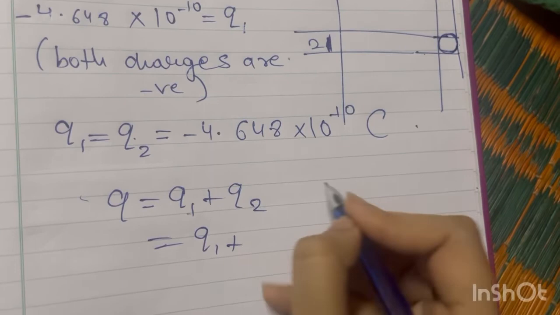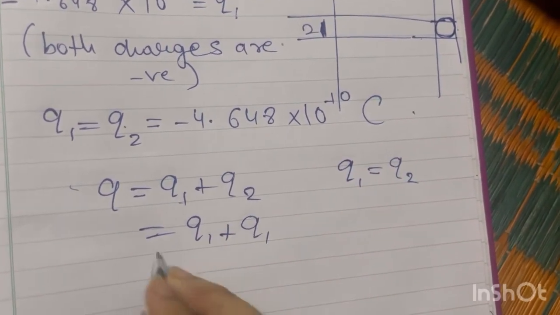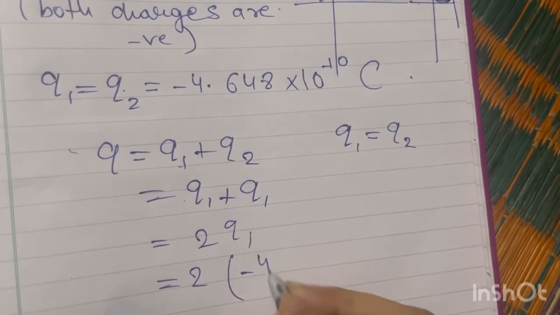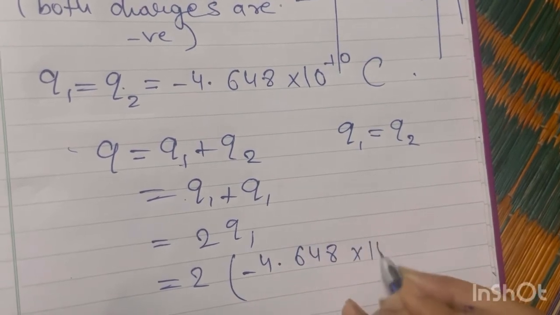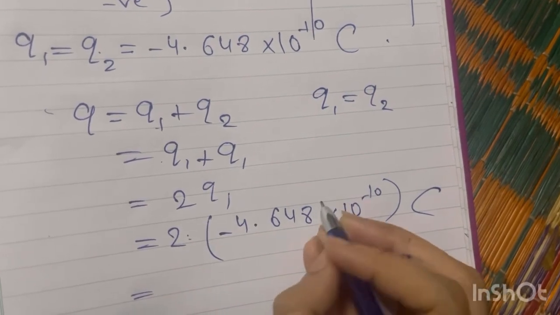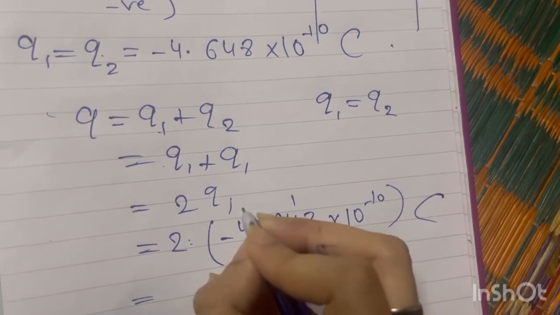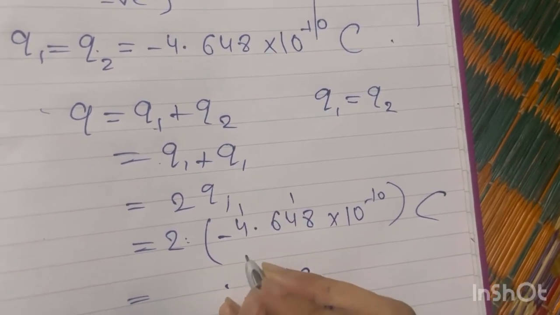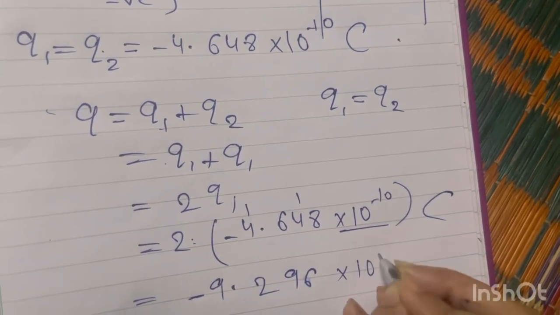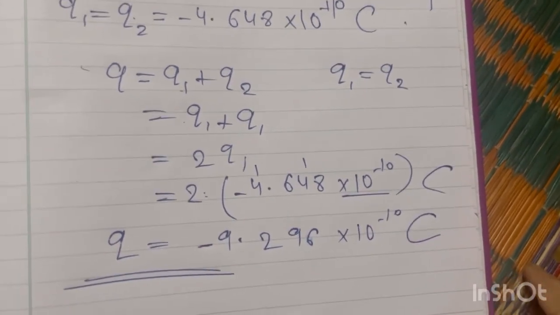q1 plus, what is q2? I have mentioned q1 is equal to q2, so in place of q2 I can write q1. So this gives me 2 q1. What is the value of q1? That is minus 4.648 into 10 raised to minus 10. Multiply it. 2 7s are 14, 2 4s are 8 plus 1, 9, 2 6s are 12, so 9.296, and this negative sign into 10 raised to minus 10 coulomb. So this is the value of the total charge on both the spheres.